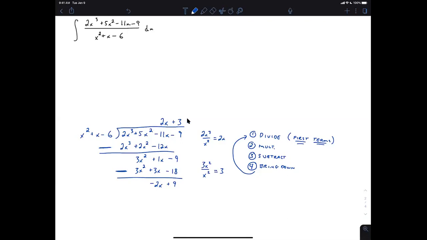This is called the quotient up here. So 2x plus 3 is the quotient. This is the remainder, negative 2x plus 9. What that's actually telling you is that the original fraction, the division that you're performing, so 2x cubed plus 5x squared minus 11x minus 9 over the divisor, x squared plus x minus 6, based on this, is equal to 2x plus 3 plus the remainder, negative 2x plus 9 over the divisor, x squared plus x minus 6. Does that make sense?